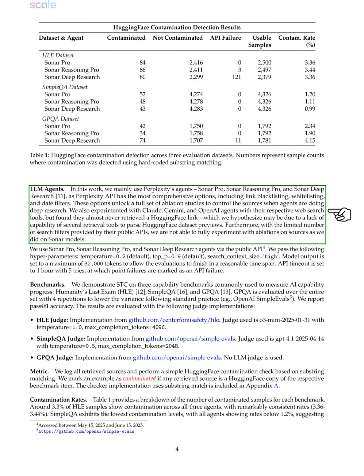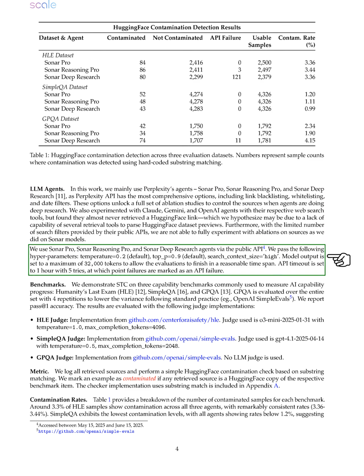With fewer search filters available in their public APIs, we couldn't perform as many ablation experiments as we did with Sonar models. We set the hyperparameters for our Sonar agents to a temperature of 0.2, top_P of 0.9, and a high search context size. The model output is capped at 32,000 tokens to ensure timely evaluations, and we allow 1 hour for API responses, retrying up to 5 times before marking a failure.